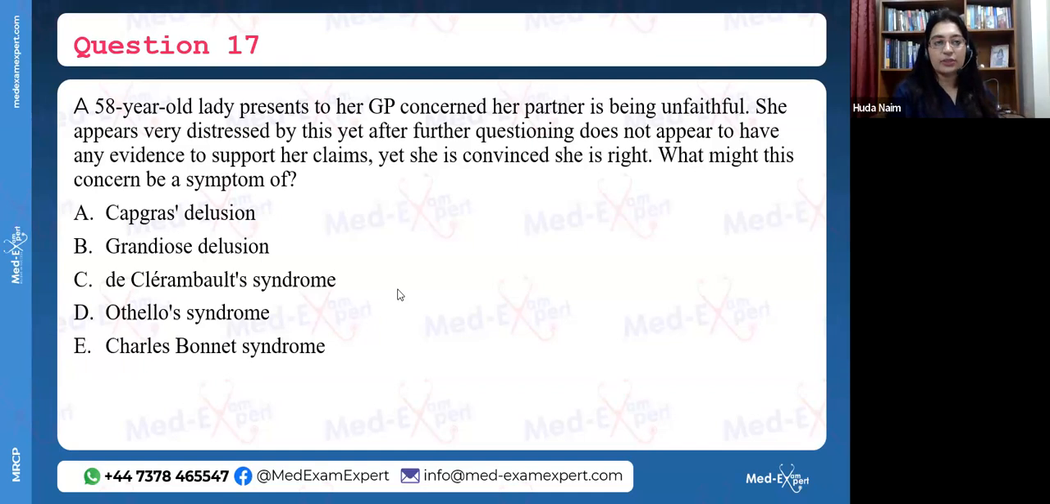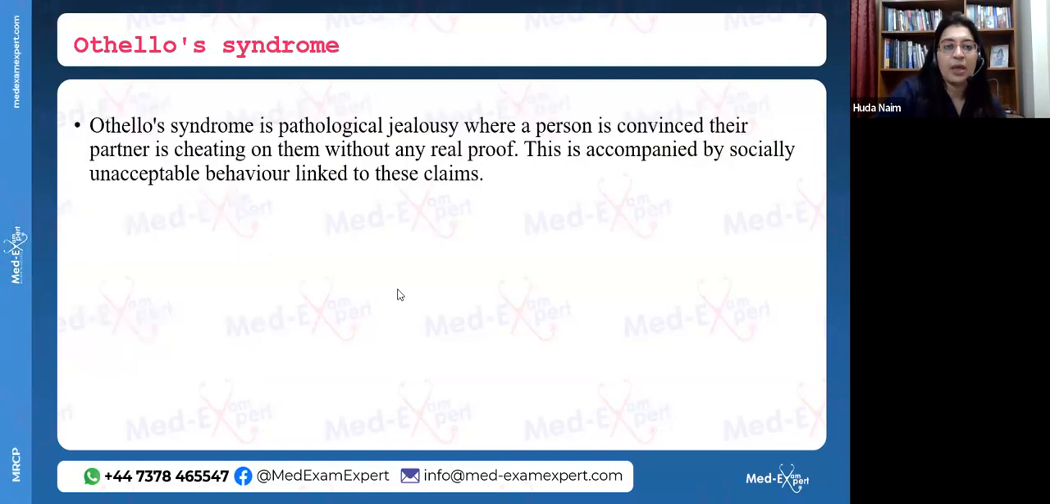Those who said Othello syndrome. Okay, let's see what the question is. So the question is about a 58-year-old woman who presents to the GP saying that her partner is not faithful. And she's very distressed by this. There's no evidence, but she's convinced. So what is this symptom of? So yes, this is a symptom of Othello syndrome. And it's a pathological jealousy where a person is convinced that their partner is cheating without any proof.